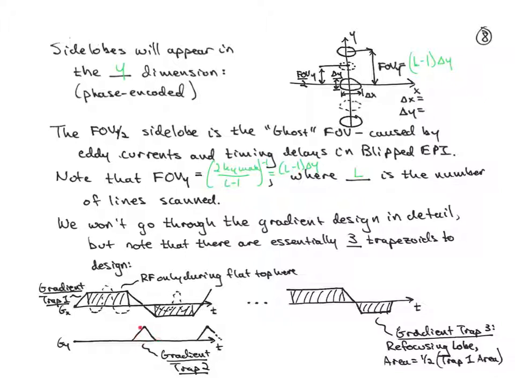And in between those, the second trapezoid we have to design is the blip that we use in GY. Note that the blip here is the same for a flyback or an echoplanar or a blipped trajectory. And then the third trapezoid we have to design is the refocusing lobe, which will have area of 1/2 times this trapezoid's area. Right? This trapezoid's area should be twice the area of this, such that this lobe brings us back to the center of k-space, such that we don't leave any large phase across the field of view with the RF pulse that might cause signal cancellation.